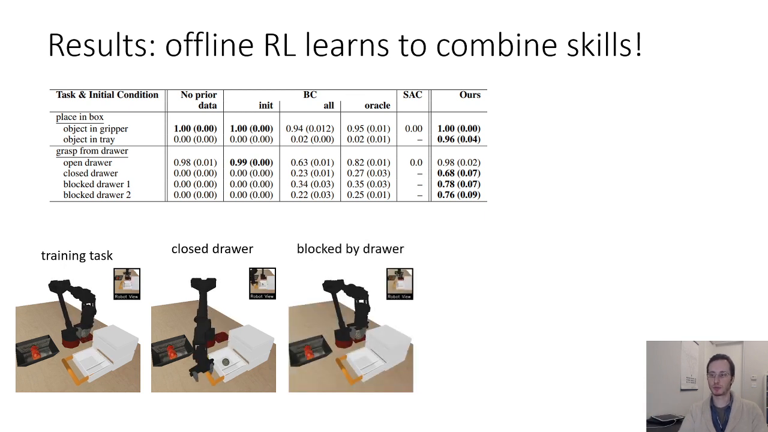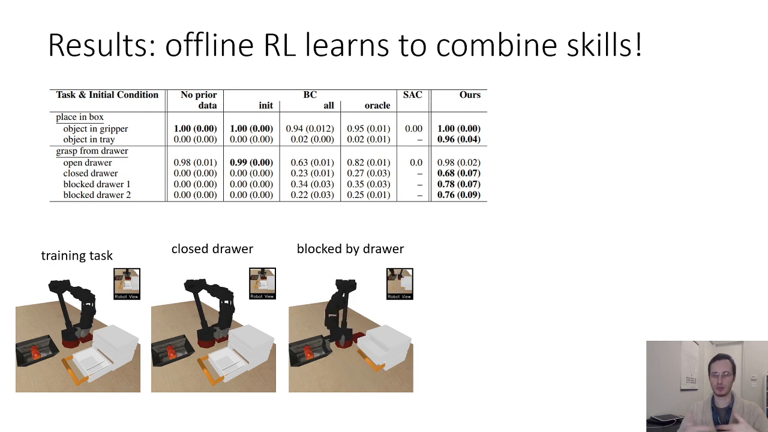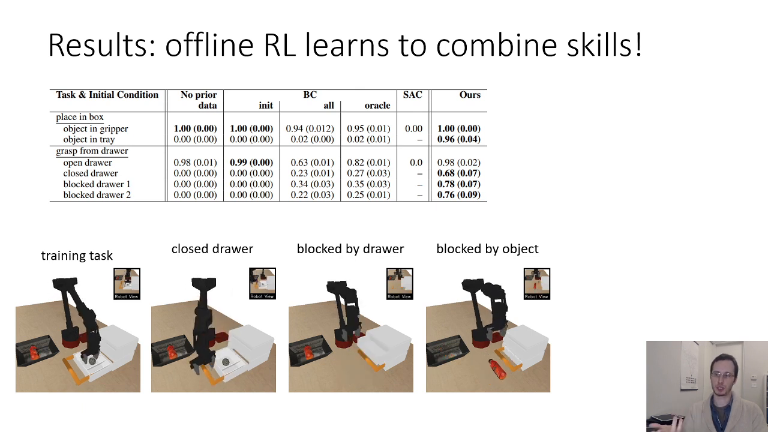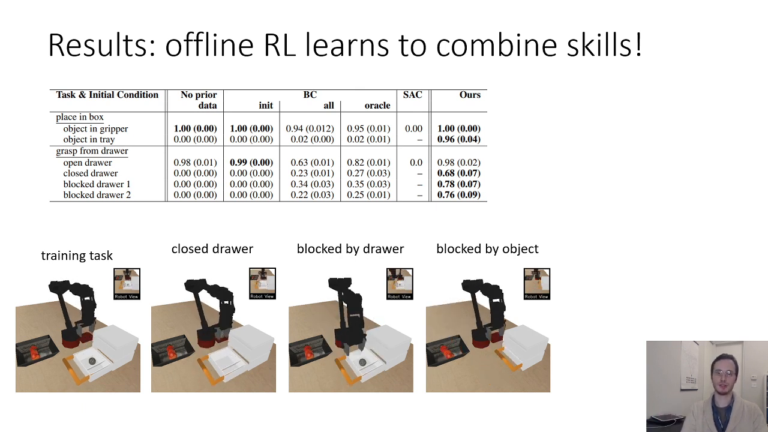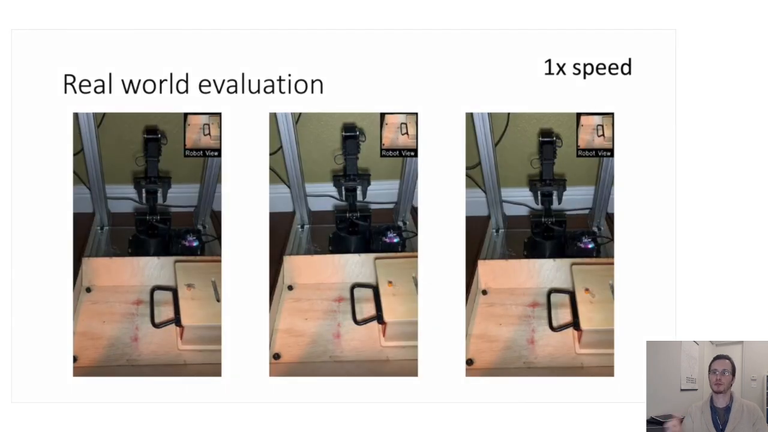If the top drawer is open, you first close the top drawer, then open the bottom drawer, and then pick up the ball. You've never seen closing the top drawer and opening the bottom drawer. You've certainly never seen the whole sequence, but you can still put the pieces together. If there's an object in the way, pick up the object, put it somewhere else, then open the drawer, then pick up the object. We can do this in the real world too.